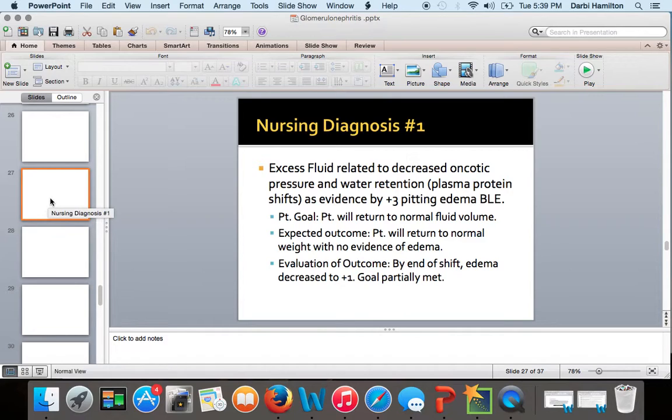Okay, we go now to our nursing diagnosis. The first nursing diagnosis is excess fluid related to decreased oncotic pressure and water retention. That's plasma protein shift, as evidenced by +3 pitting edema to bilateral lower extremities. Patient will return to normal fluid volume. Expected outcome: patient will return to normal weight with no evidence of edema. Evaluation of outcomes: by end of shift, edema decreased to +1, goal partially met.